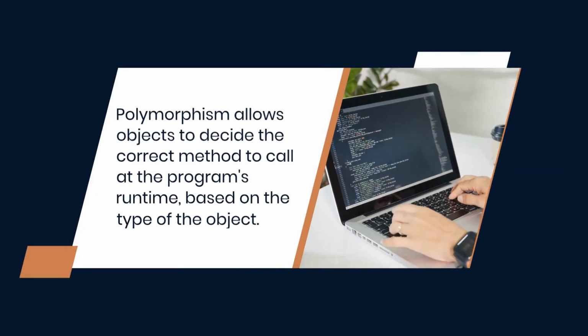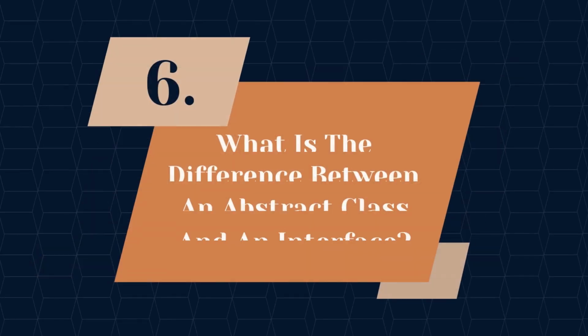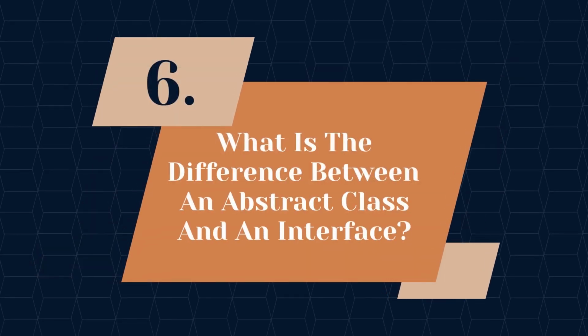Polymorphism allows objects to decide the correct method to call at the program's runtime, based on the type of the object.